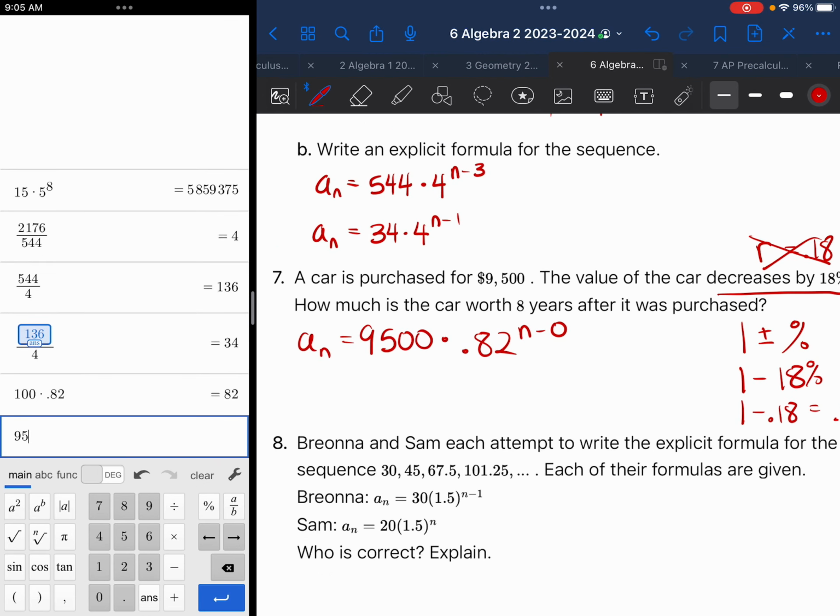And if I do that, I can punch this in my calculator. What is 9,500 times 0.82, to the power of, and I'm trying to do 8 years after, right? So I'm trying to find A sub 8. This is what I'm typing into the calculator: 9,500 times 0.82 to the power of 8. And I get this amount, $1,941.93. And I'm rounding to the nearest cent because it doesn't make sense for you to have anything less than a cent. You can't have a tenth of a cent.